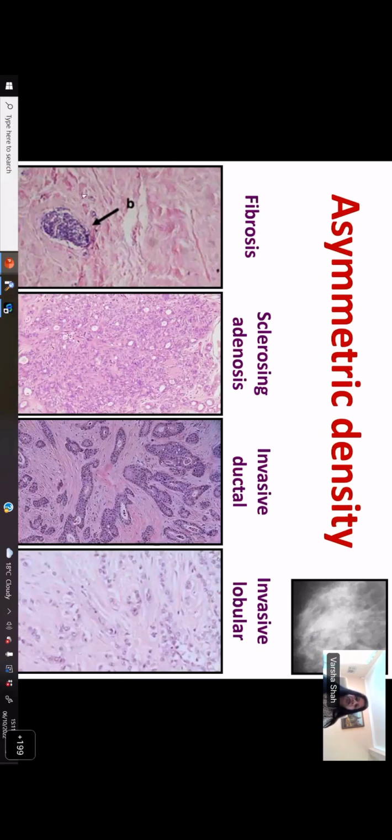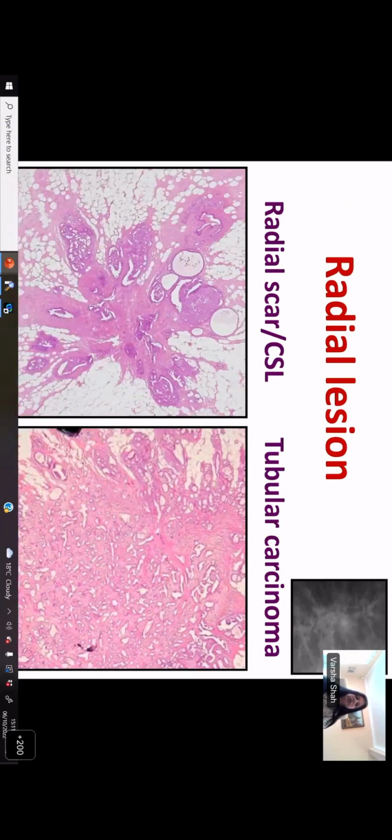Asymmetric density or architectural distortion: just fibrosis can cause asymmetric density. Sclerosing adenosis will cause asymmetric density, and then invasive lobular or ductal carcinoma. Radial lesion, the differential diagnosis would be radial scar or a tubular carcinoma.